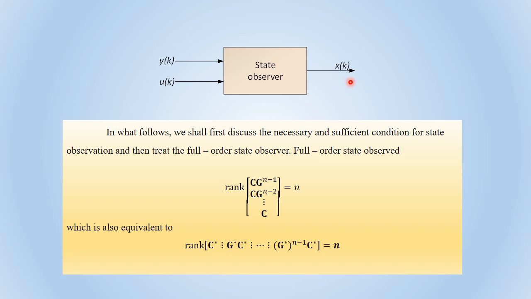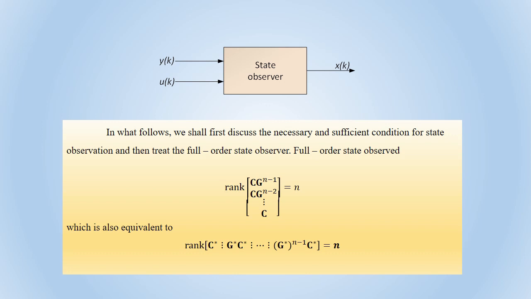In what follows, we first discuss the necessary and sufficient condition for the design of the full order state observer. For this, the rank of the matrix C G to the power n minus 1, C G to the power n minus 2, up to C should be equal to n, which is equivalent to the rank of C transpose, G transpose C transpose, up to G transpose to the power n minus 1 C transpose being equal to n, for an nth order system. That is, the system must be observable.